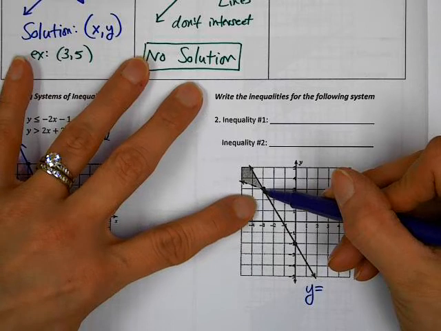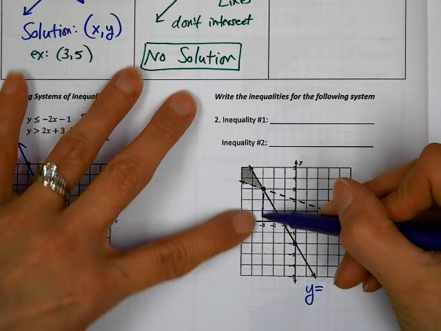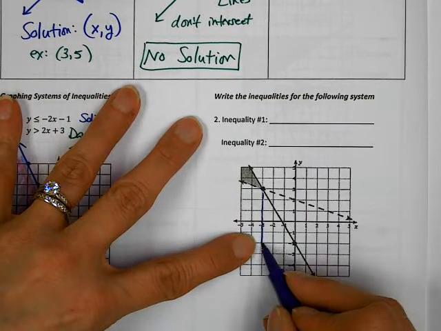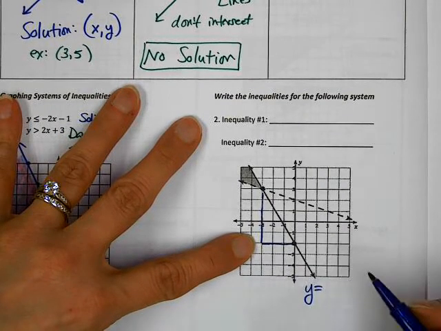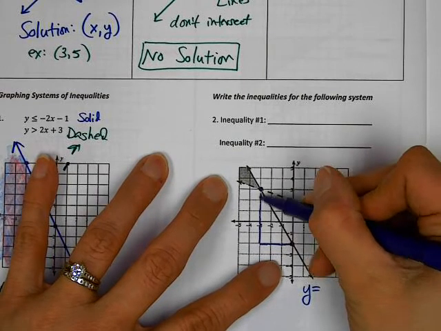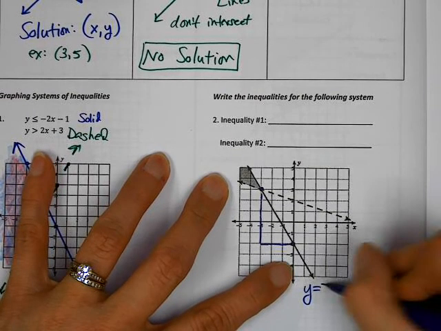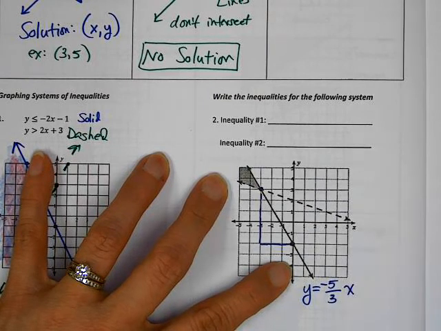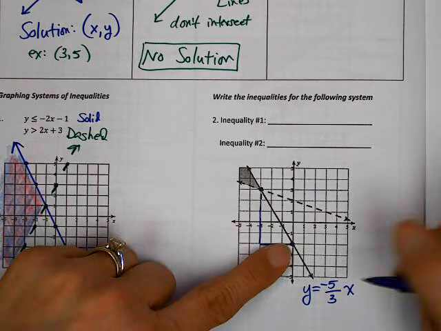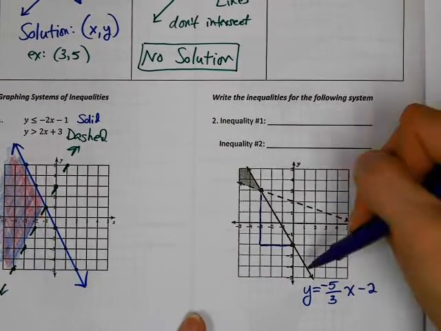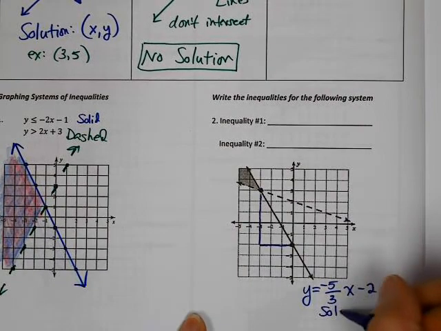Let's see. Down 1, 2, 3, 4, 5. Down 5 over 1, 2, 3. Oh, I don't think I have to reduce it. The rise is negative 5, down 5 over 3 x, and then what's the b value? Negative 2. This line right here that we're looking at is solid.